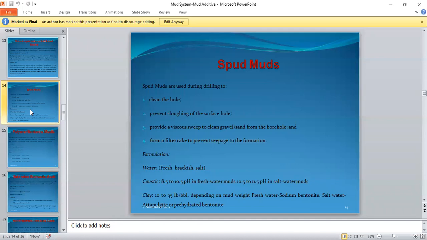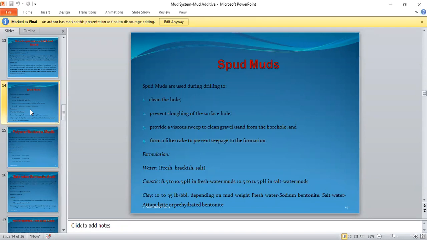Provide a viscosity sweep to clean gravel, sand from the borehole, and then form a filter cake to prevent seepage to the formation. Seepage is the same thing as losses, but seepage is a reduced form of losses. Losses, your mud will just be entering your formation. Seepage, your mud will be going, but you can control it. But when it is losses, it will give you some stress. You have to do something very drastic about it.